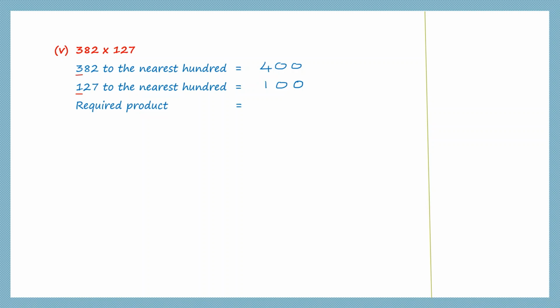Then we have to find the required product by multiplying 400 into 100. So we'll multiply 4 into 1 first. So what do we get? 4 into 1 is 4. Then count the zeros. 1, 2, 3, 4. Let's add that. Put your comma in the right place. Ones, tens, hundreds, commas. So your required product here is 40,000.